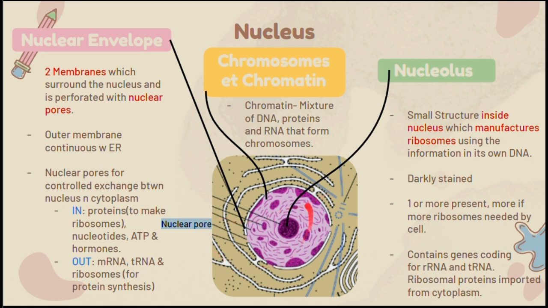We're going to discuss three main things about the nucleus. The nuclear envelope is first. It's the two membranes which surround the nucleus and contain pores called nuclear pores. Nuclear pores control the exchange between the nucleus and the outside of the nucleus, the cytoplasm.